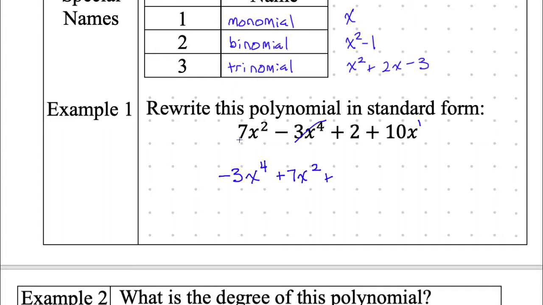So let me cross off the ones that we've done. We've done that one, that one. So between these two, this one is higher because this one is technically to the power of 0. So it's 10x and then plus 2. Again, think of this as 2x to the power of 0. That's why it's a lower term. Or you can always think of, if there's a constant, it should be at the very right-hand side.